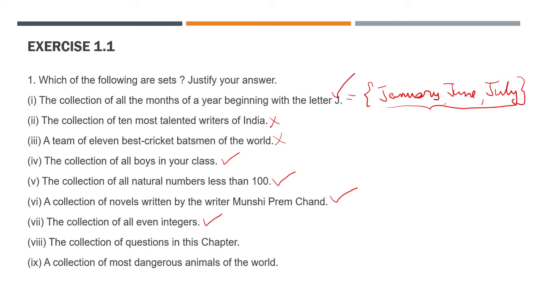Next one, we have the collection of questions in this chapter. We can have the entire collection of questions in this chapter and it is well defined. So, this is also a set. The next one is a collection of most dangerous animals of the world. Here, which animal we say as most dangerous varies from person to person. One will have the first animal as snake, another will have some other animal. So, like that it varies. So, hence not a set.